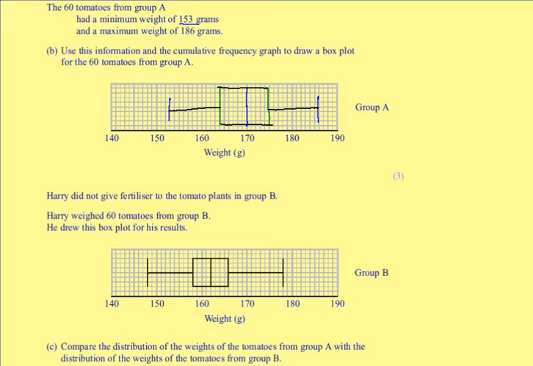For the last part of this question I need to make a comparison between two box plots. Whenever I make a comparison there are always two things that I'm going to do. Number one, I'm going to compare the medians. The median here is 162. The median here is 170. So I can say that the median for group A was higher.